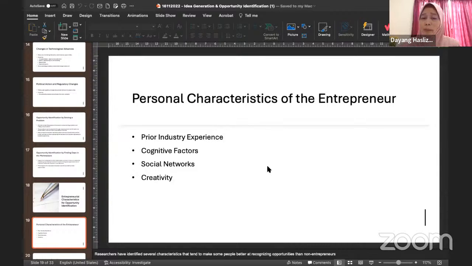Among the top ones are prior experience, based on your industry background, and also cognitive factors, how the entrepreneurs think. Then social networks, how big the entrepreneur's network of friends, acquaintances, family members, relatives, for example, and creativity, the creativity of the entrepreneur.